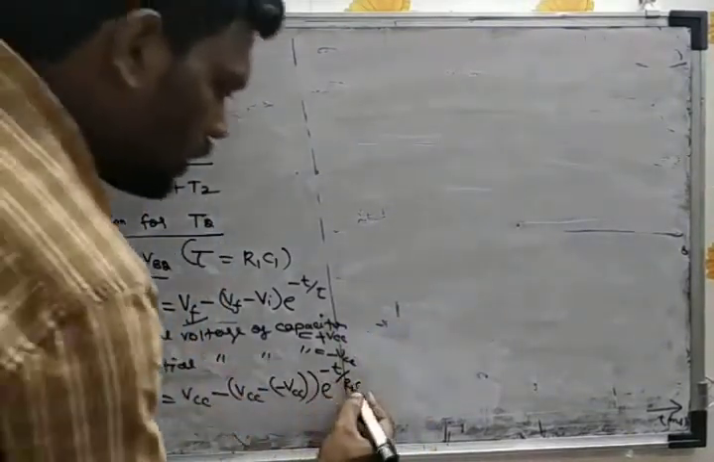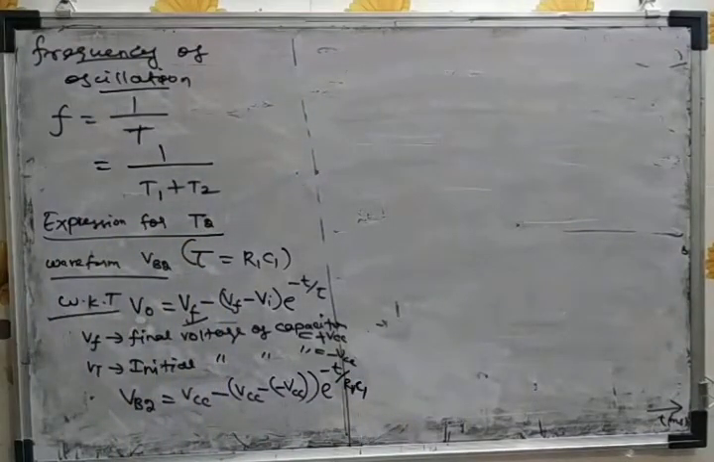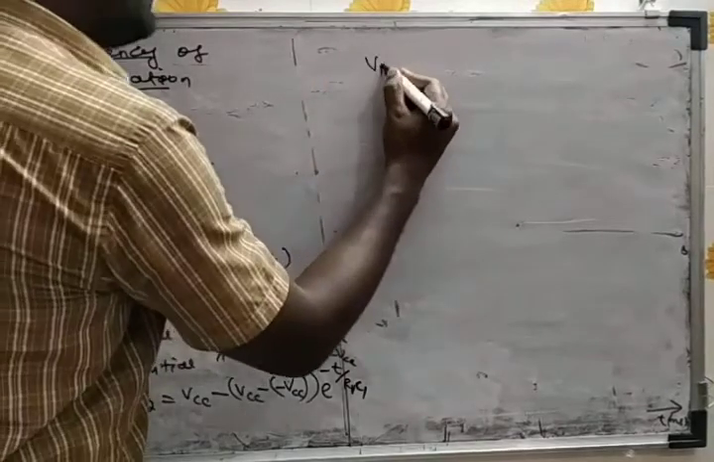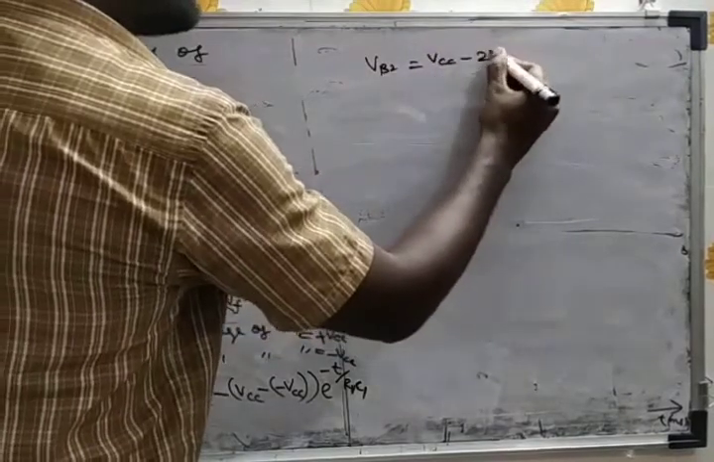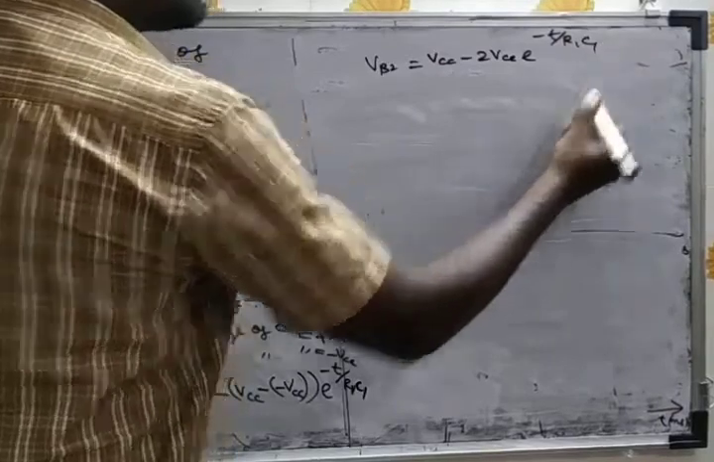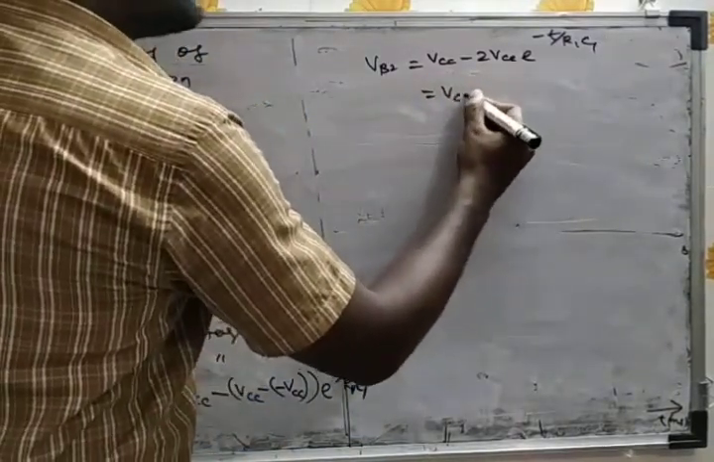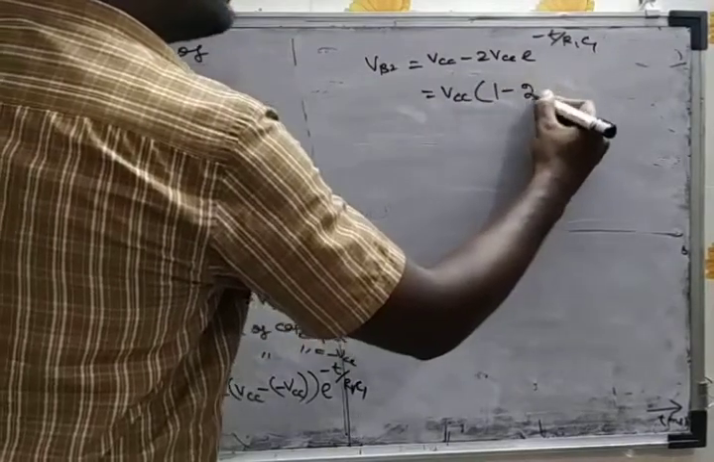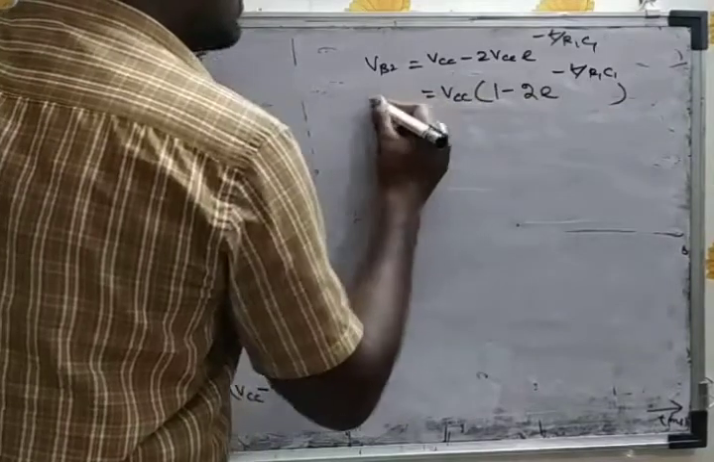But tau is equal to R1 and C1. So VB2 is equal to VCC minus 2 VCC into e power minus t by R1 C1. If you are taking VCC as common, you will get VCC into 1 minus 2 e power minus t by R1 C1.